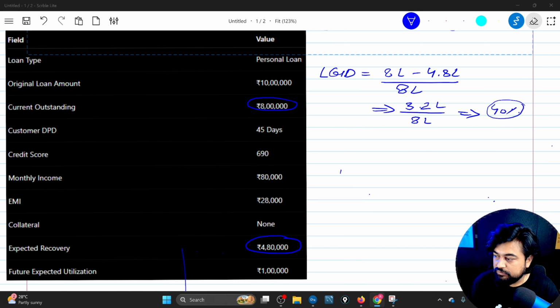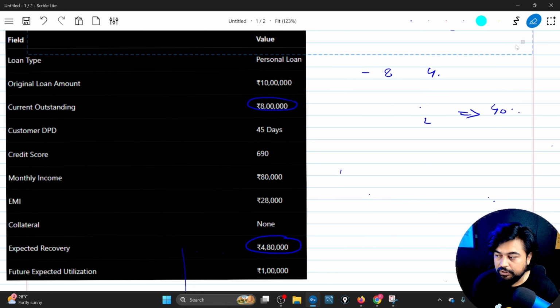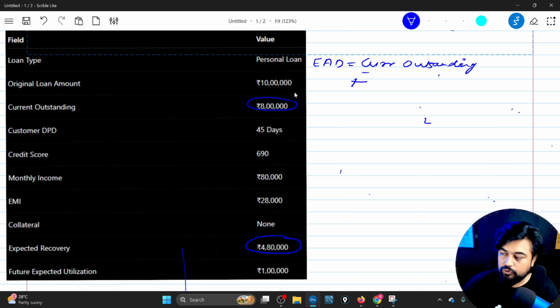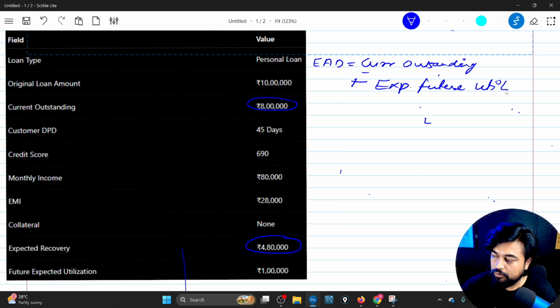Now let's talk about the next concept, that is the concept of exposure at default, which is your EAD value. When you calculate the EAD, EAD also has a formula, just like the other two. So EAD equals current outstanding amount, how much the customer still needs to pay, plus expected future utilization. Okay. Now there are some inputs required for EAD also.